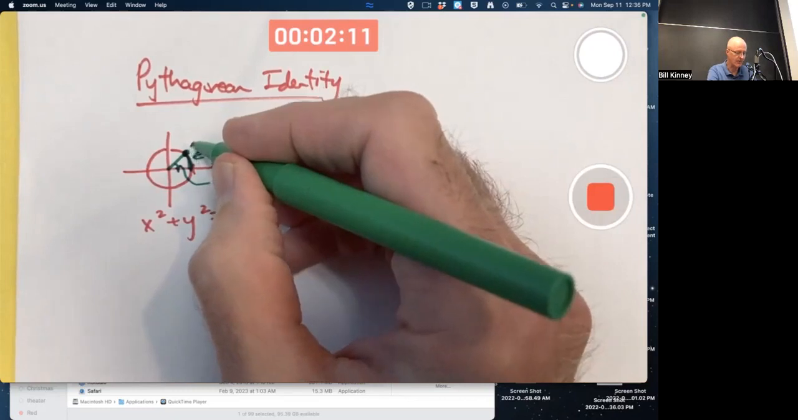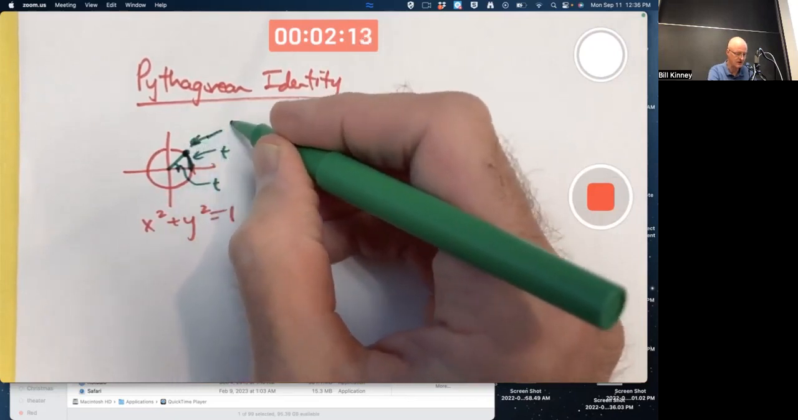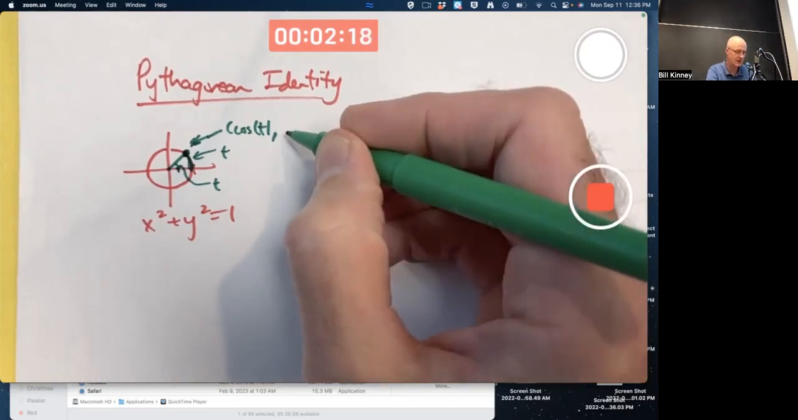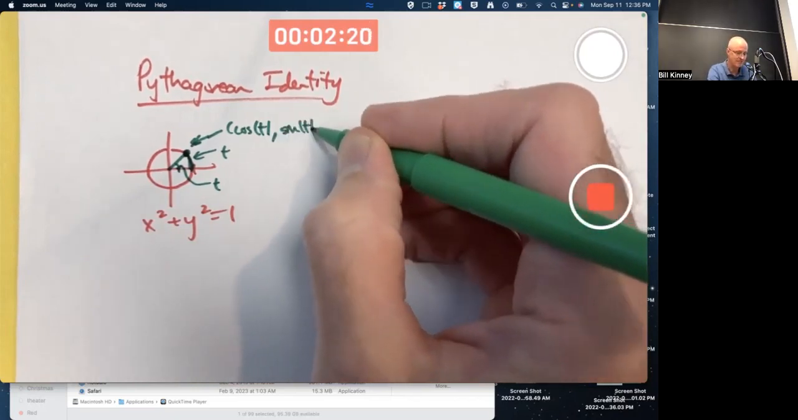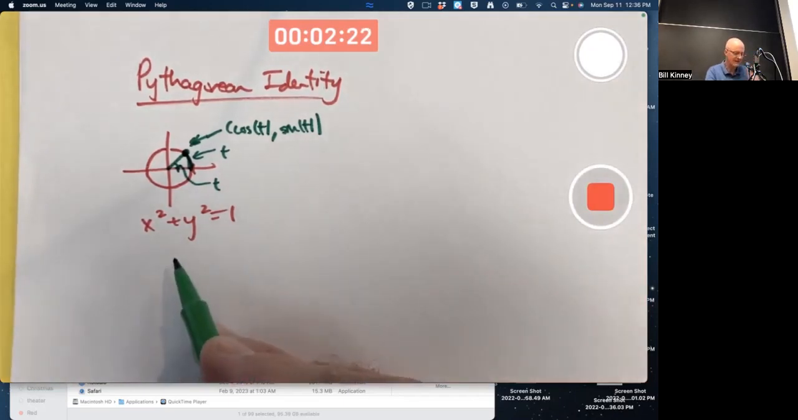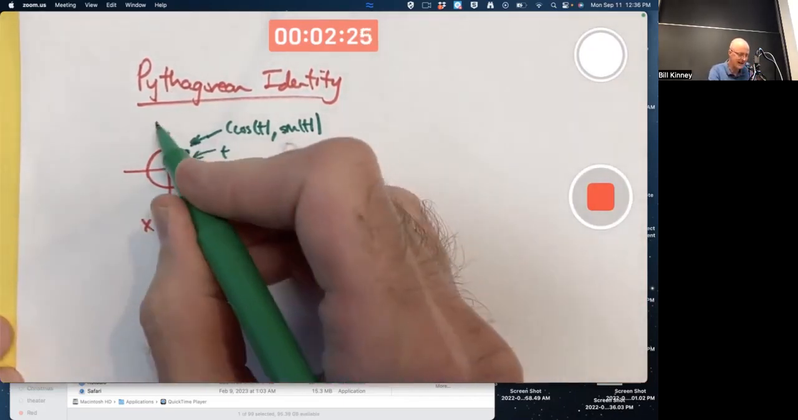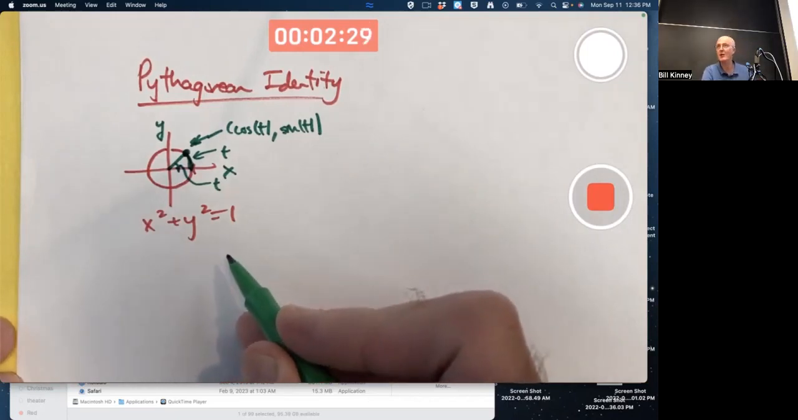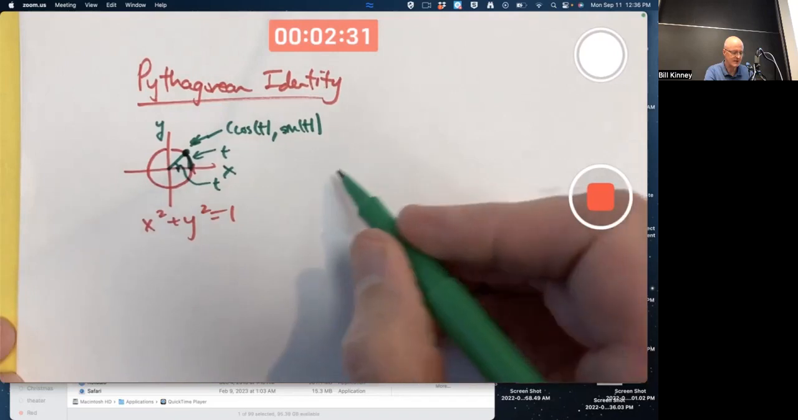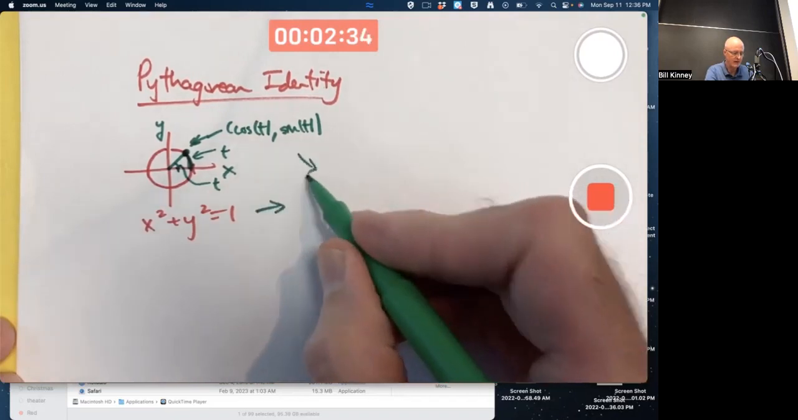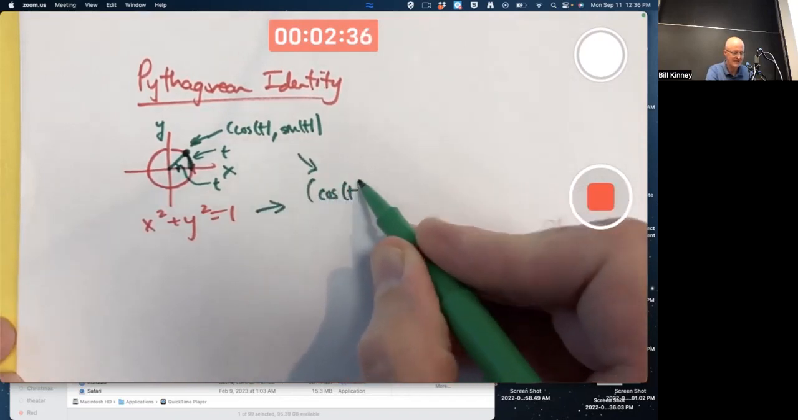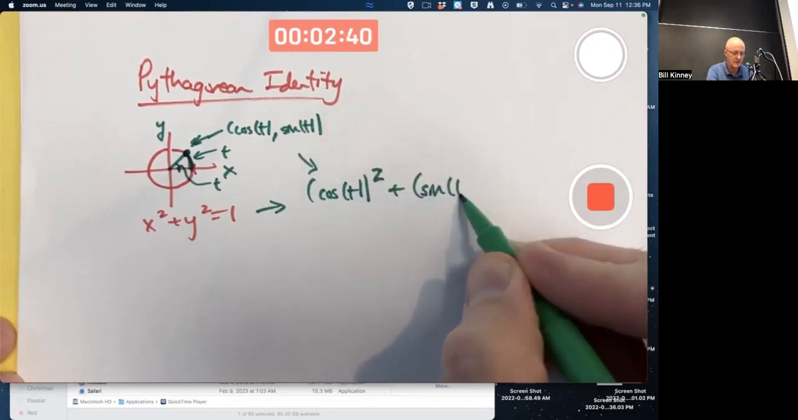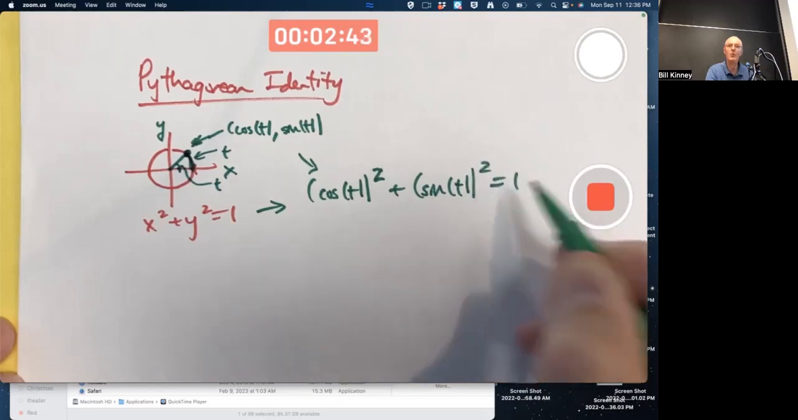The first coordinate of that point is, by definition, cosine of t. And the second coordinate of that point is, by definition, sine of t. And since every point in that circle satisfies the equation x squared plus y squared equals 1, that means no matter what t is, cosine of t squared plus sine of t squared always equals 1, no matter what t is.